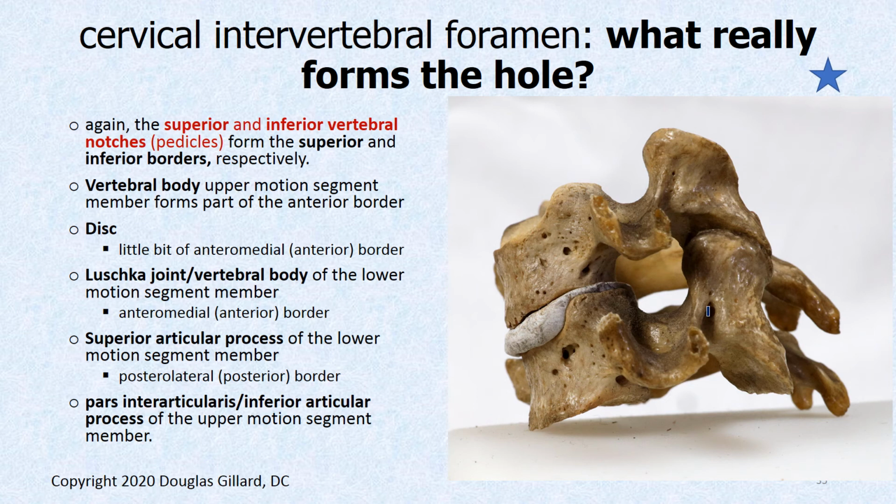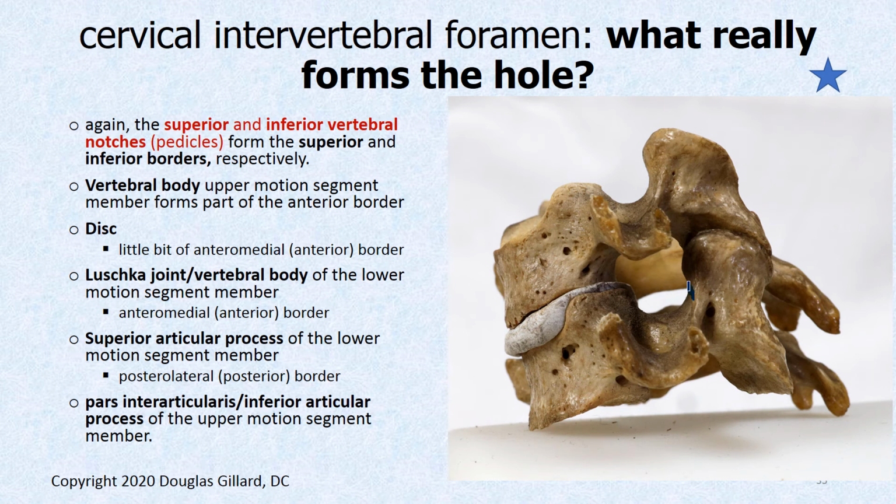But let's look at a side view and see what we can see. This is kind of an oblique shot of 2 bones that are down in the lab. And it's not perfectly lateral. If it's perfectly lateral, you can't really see this hole that well. So it is at kind of an oblique angle. But we can see the IVF here. And let's see what makes up the boundaries.